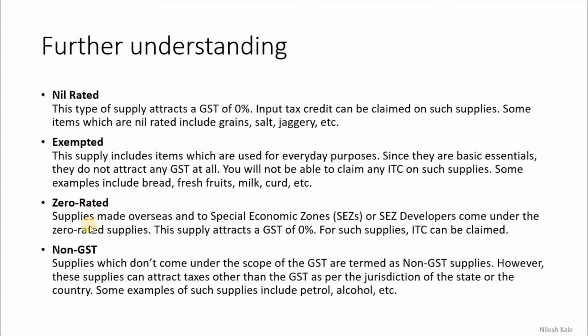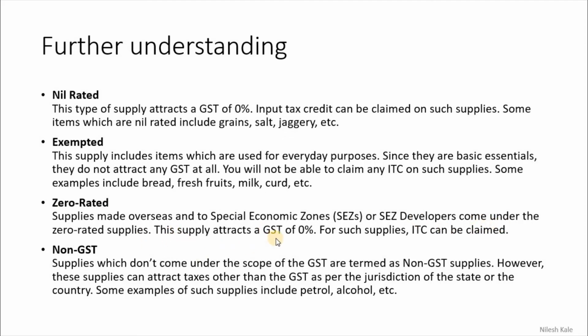Zero rated. Supplies made overseas. Overseas means exports out of the country, and to SEZ, special economic zones. This is the special provision given in the GST Act for the SEZs or SEZ developers. Because if you are supplying to SEZ or SEZ developers, you are not paying taxes, but you are filing your returns and getting back all that amount which you have paid as taxes. All 100% will be refunded. This is zero rated supply, right?